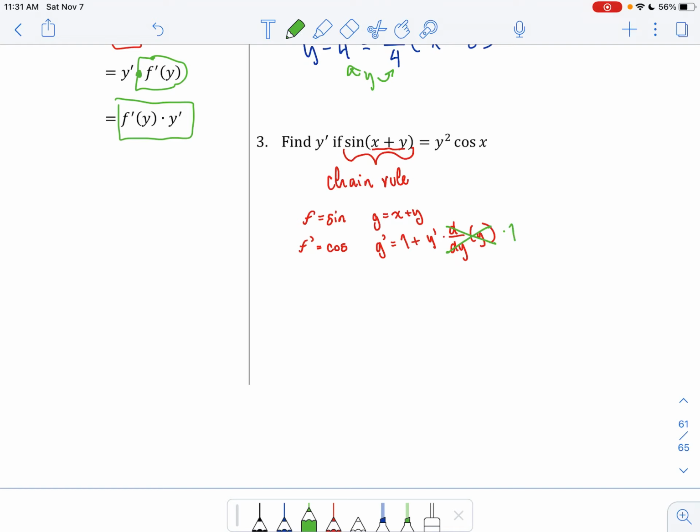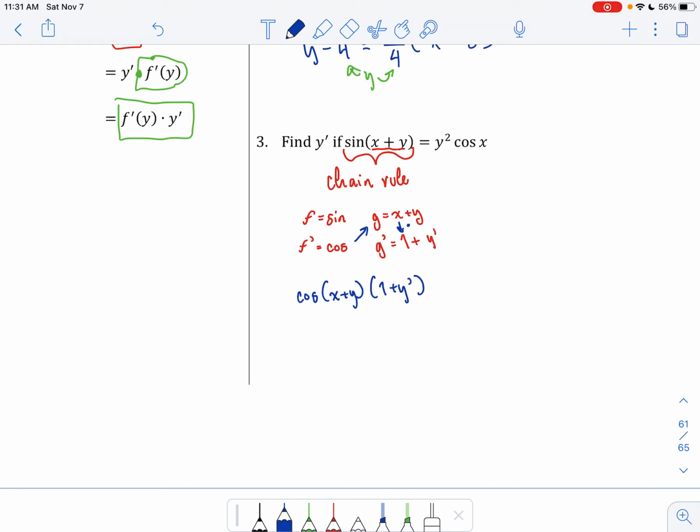Using the power rule, y prime times 1, or you can just write it as 1 plus y prime. So then the chain rule side is going to be the derivative of sine of x plus y. We're going to go with cosine of x plus y times 1 plus y prime. So that's one side using the chain rule.